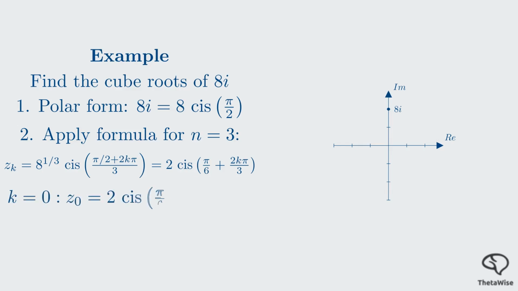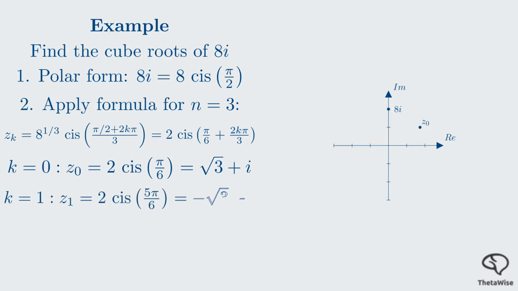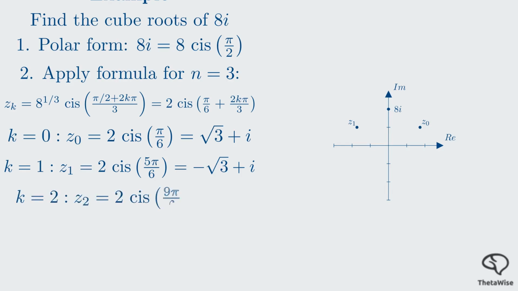For k equals 0, we get 2 cis pi over 6, which is square root of 3 plus i. For k equals 1, we add 2 pi over 3 to the argument, giving us negative square root of 3 plus i. For k equals 2, we add it again to get negative 2i. Converting back to Cartesian form gives us our three distinct roots.